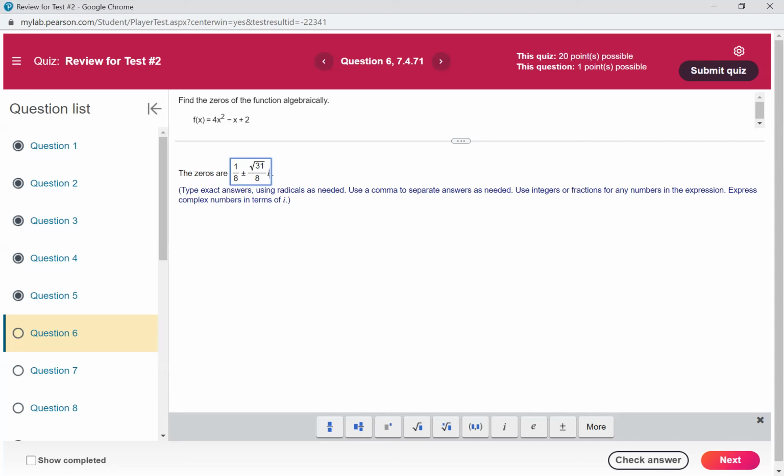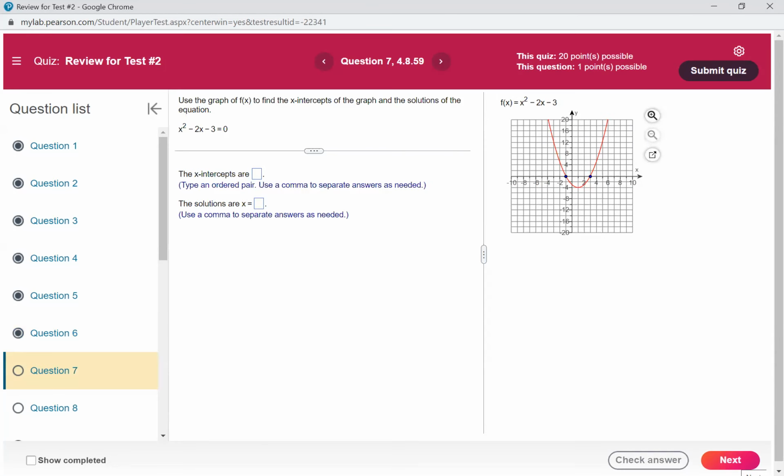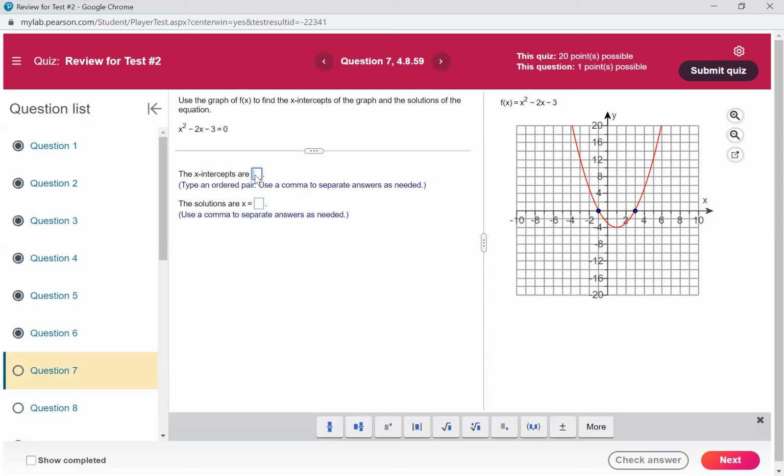All right, y'all, let's see what we got next. All right, so this one was getting us ready for zeros and x-intercepts. So I'm gonna make this graph a little larger. So first it wants to know the x-intercepts. The x-intercepts have to look like an ordered pair. So for the first x-intercept, I'm going to go for the point on the left side. That point looks like it's at -1, 0.